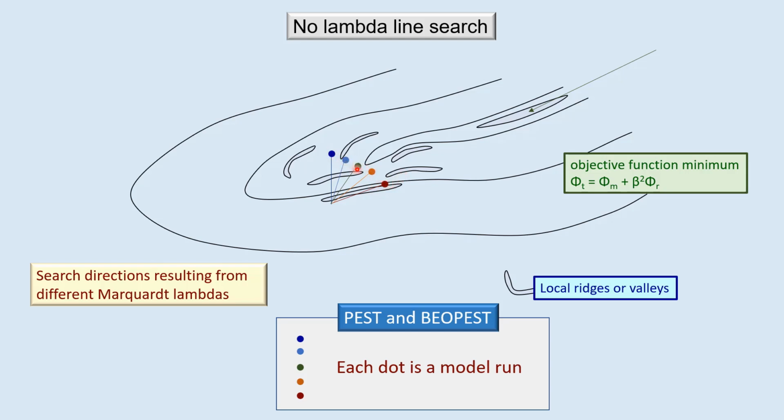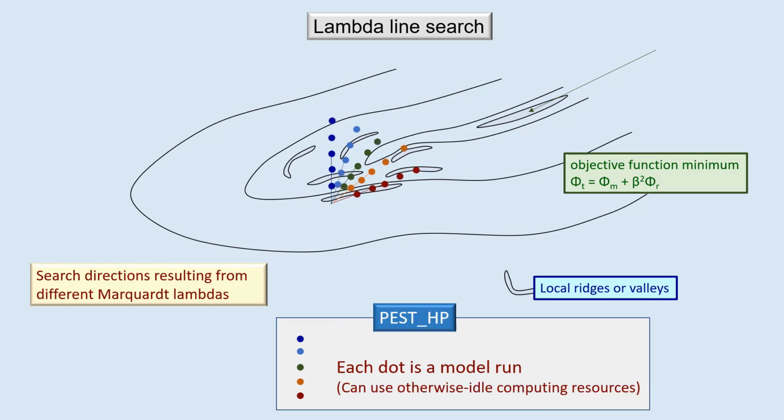Maybe this single model run will take us to a ridge or a valley. It would be much better not to undertake one single model run in each of these lambda defined directions, but do a line search along each of these directions. And that is what PEST HP does.